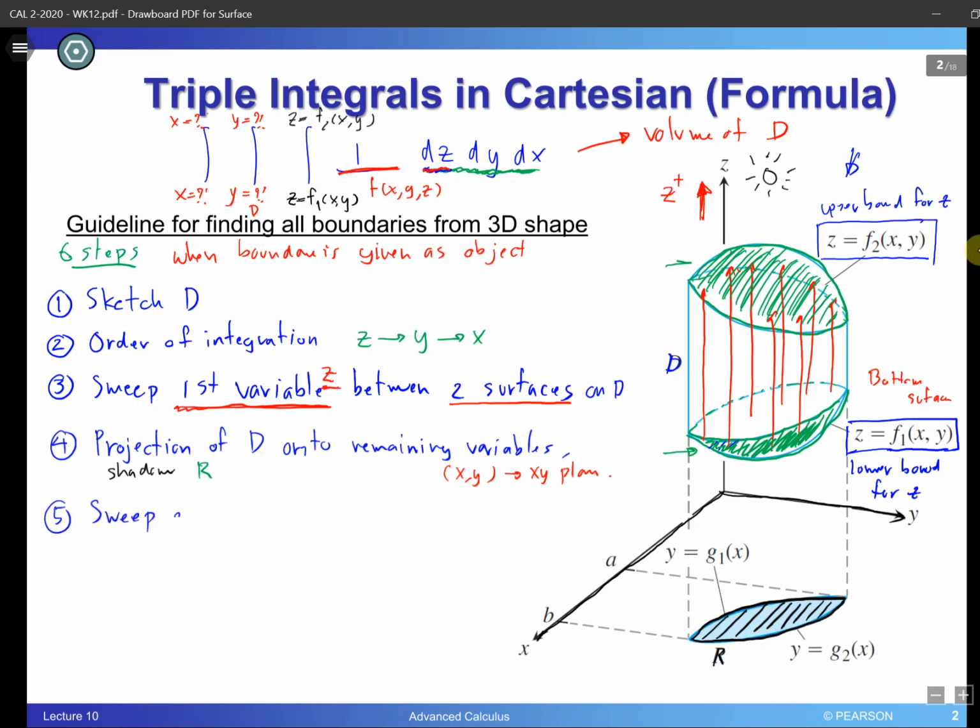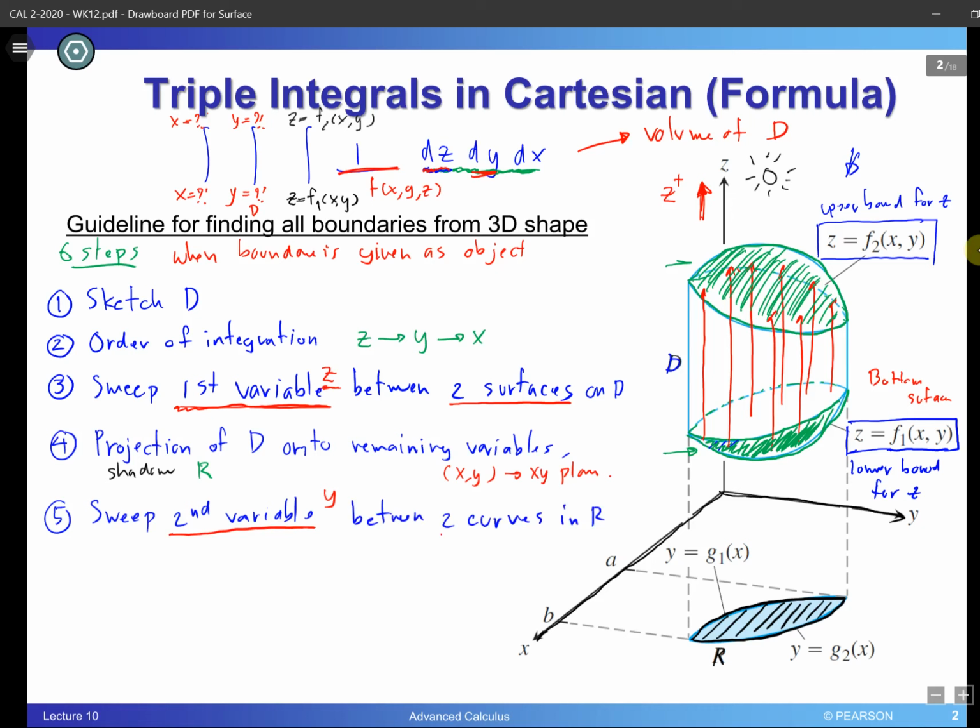Sweep second variable. Let's check out which variable we are going to do that on. It's going to be this dy, so we know it's going to be y right here. So, second variable. This time around, it's going to be between two curves, two curves in R, in the projection.